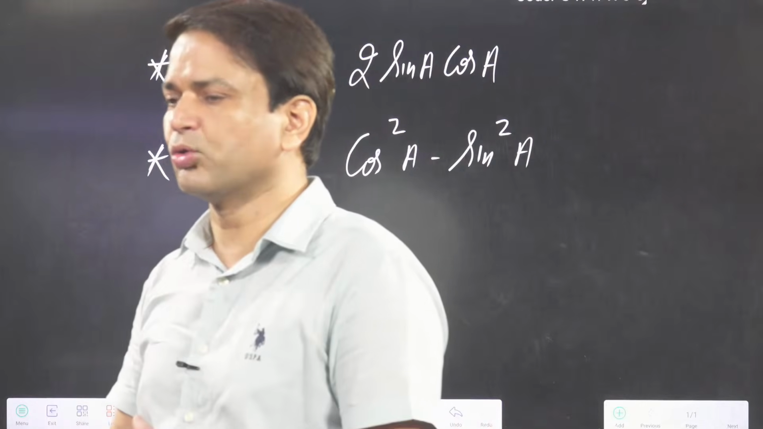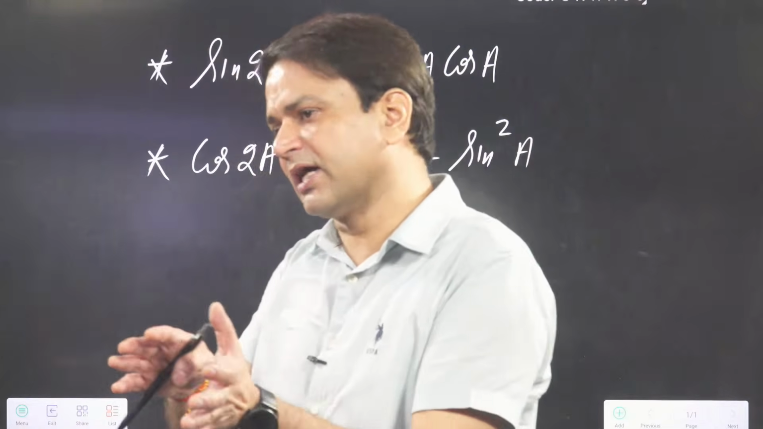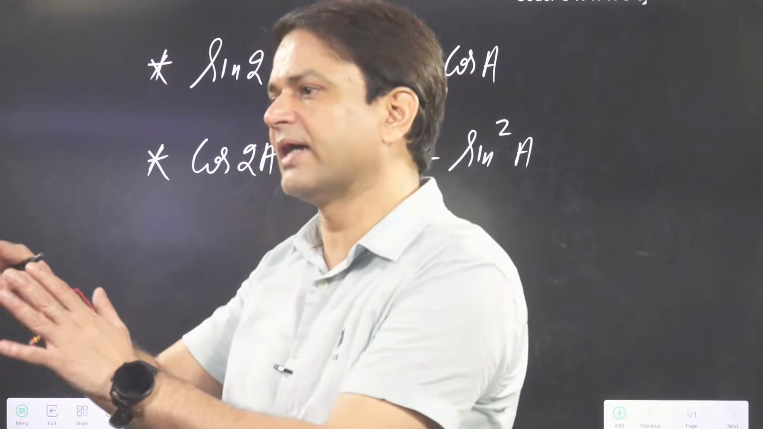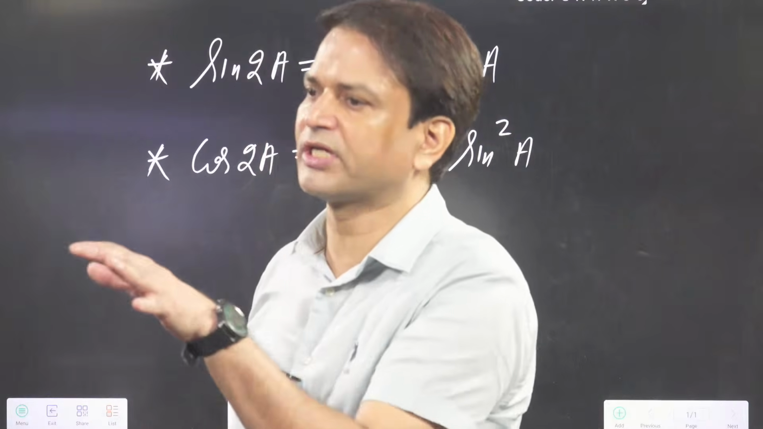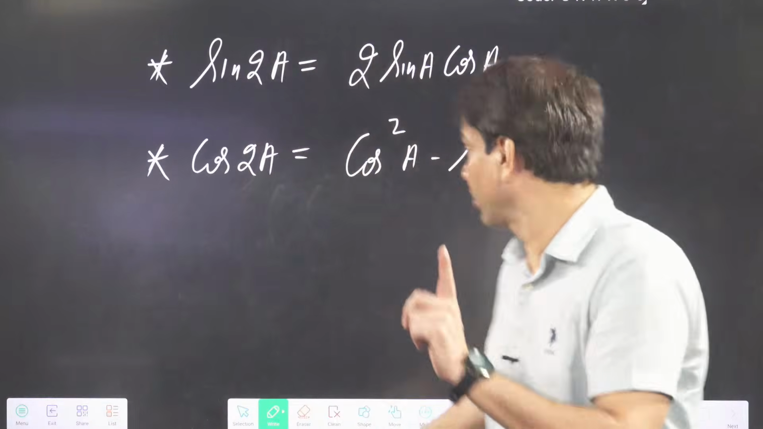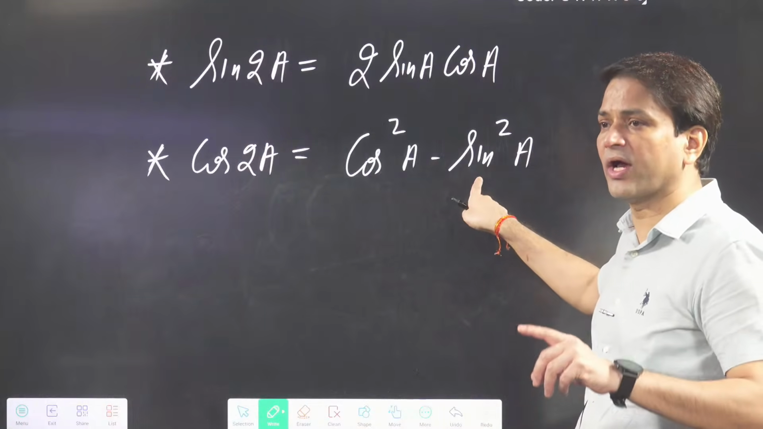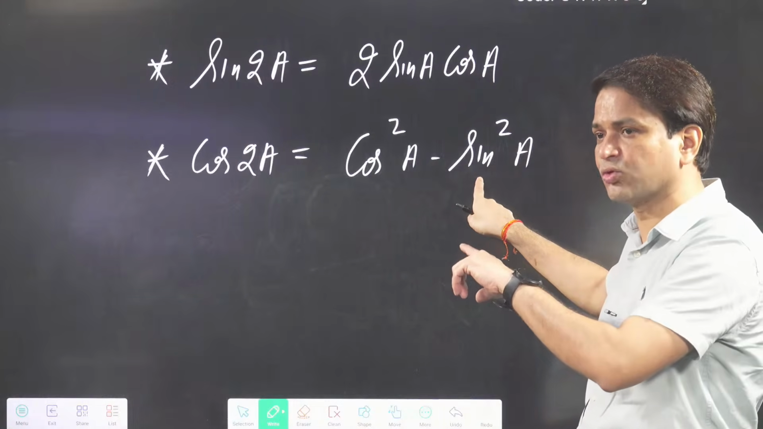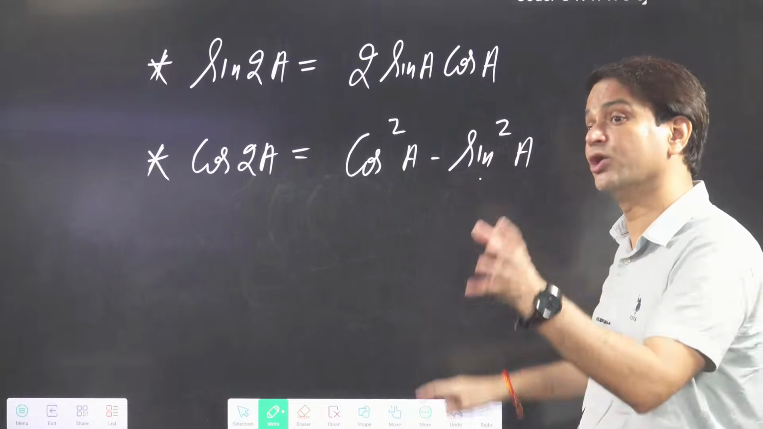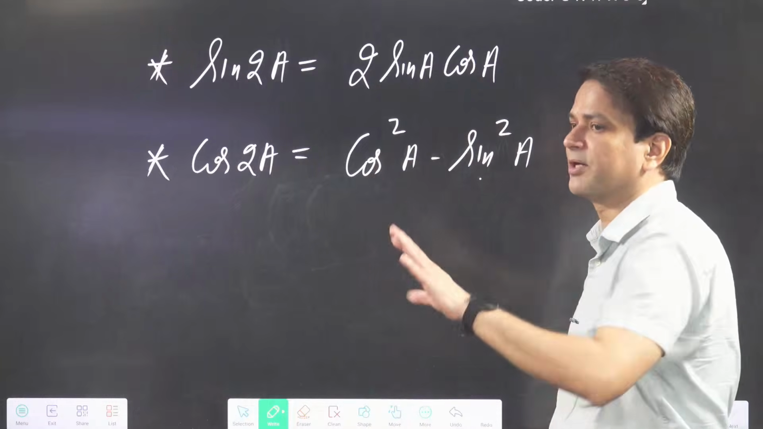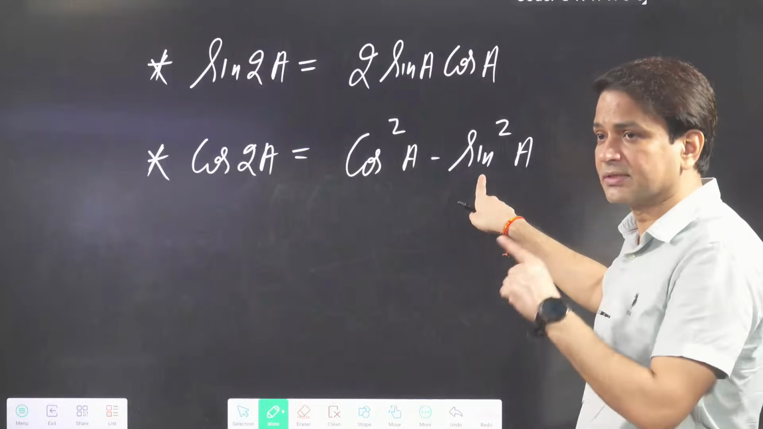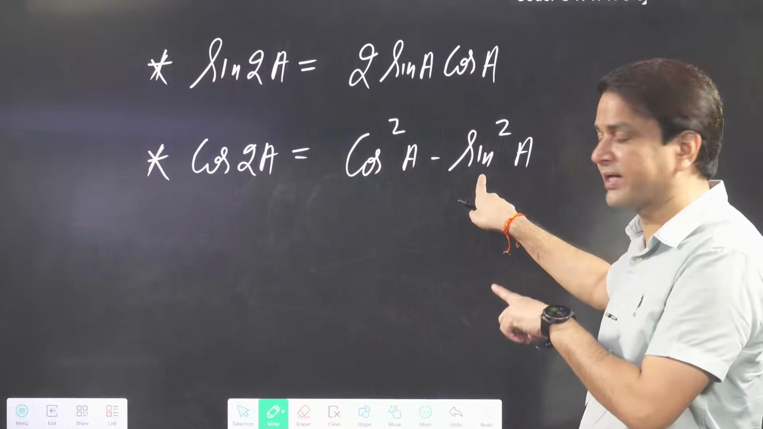But in physics we use it either in terms of cos only, or in terms of sine only. So if I want to write it in terms of cos, then sine square A I can write as 1 minus cos square A. Sine square A, you will directly remember this formula. I am deriving it, but you will remember the formula directly.